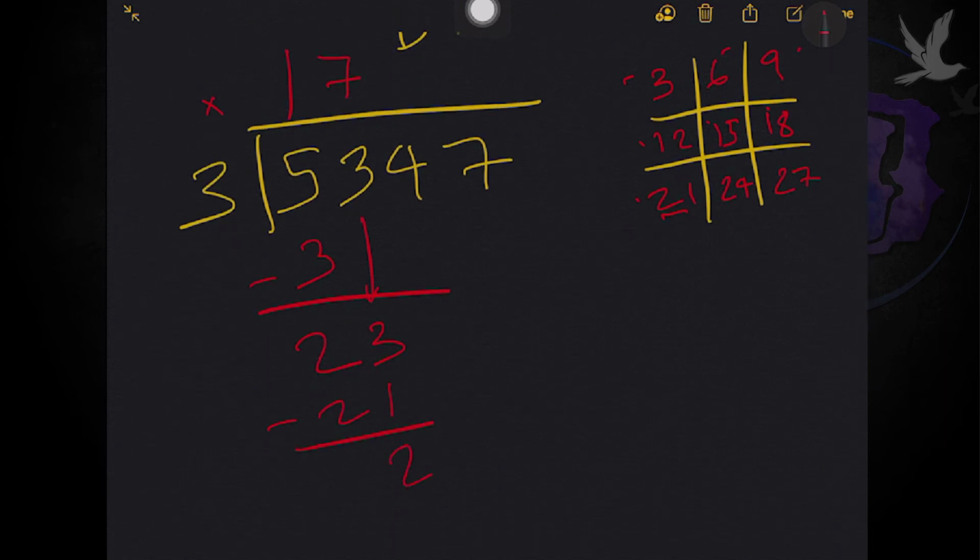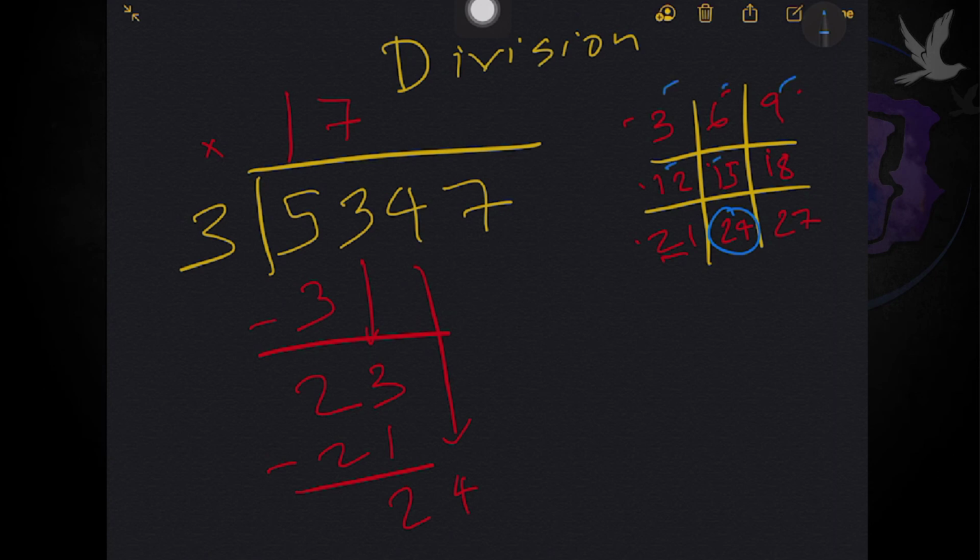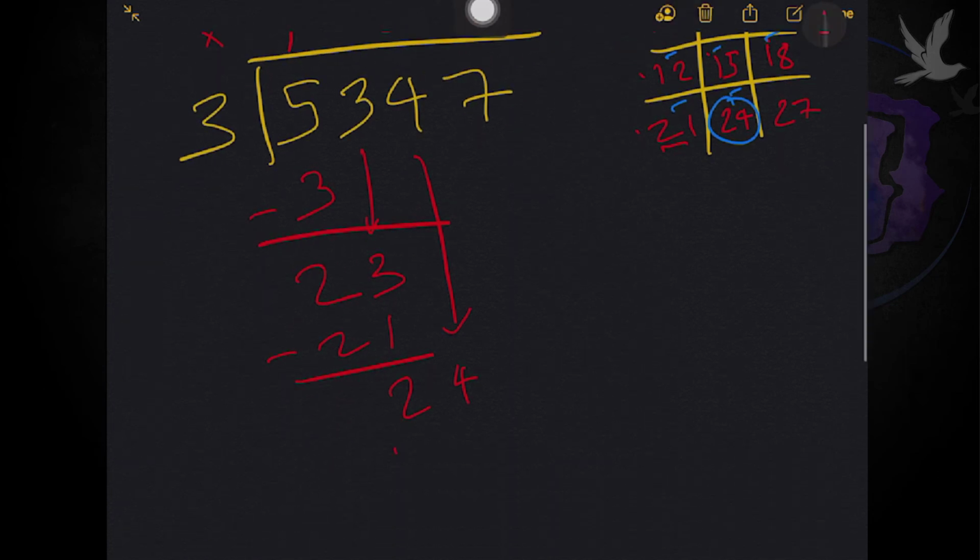Subtracting, we have 2. Bring down 4. So divide again, 24 divided by 3. All I have to do is to look for that number there. And luckily, now we have it there. All you have to do now is to count its position. First, second, third, fourth, fifth, sixth, seventh, eighth. So that's 8. 8 times 3 will give you 24. That's 0. Bring down 7.